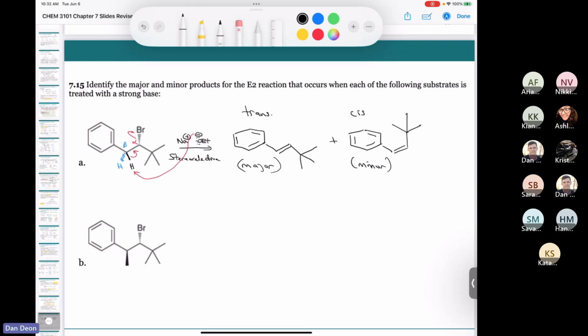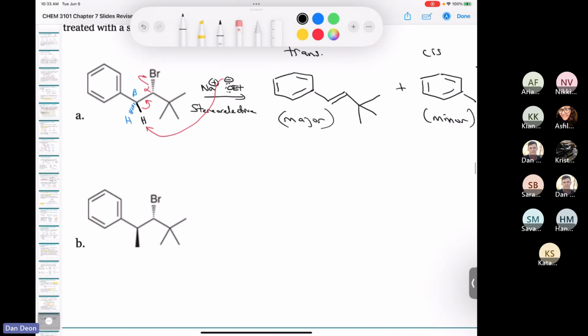All right, so let's try the next one. Sarah, to answer your question, yes. If there's two beta hydrogens, it's going to be stereoselective. And if there's just one, it's going to be stereospecific. So Sarah, my question to you on this one, the example shown at the bottom here, is this going to be stereospecific or stereoselective? Exactly, because there's only one beta proton.